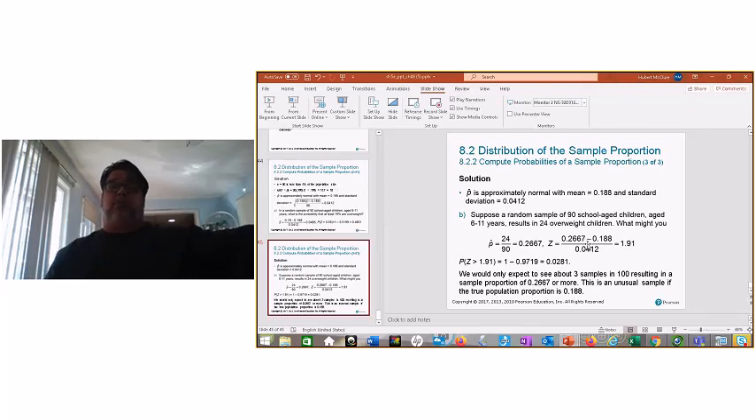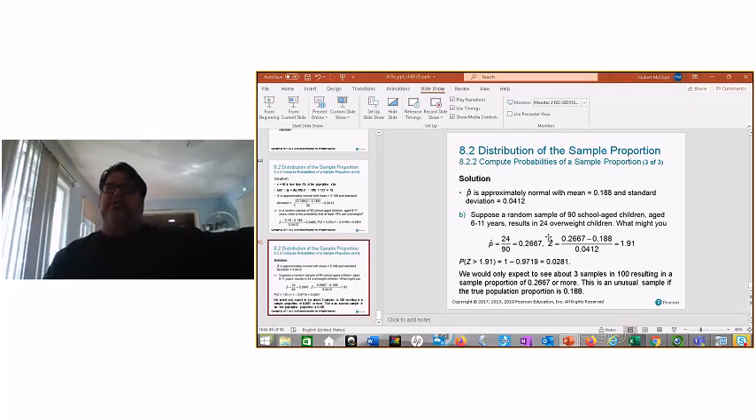Okay, here's the second part. Suppose a random sample of 90 school children, blah, blah, blah, result 24. Now they're giving you a new p hat. Write that down. B equals new p hat. There's 24, there's your new x. Now what do you do in this case? Well, again, it's different. In the previous section, 8.1, the problem would be written differently, and that 24 would be your square root of 24 on the bottom.